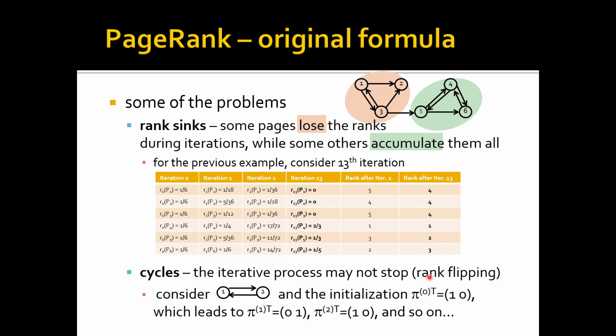For example, if we have a very simple graph like this, just 2 nodes and two edges, and we have the 0 iteration pi vector initialized to 1 and 0, then in the iterations, these page ranks will flip like that. So in the first iteration we get the opposite, 0, 1, and in the second iteration we get the opposite, 1 and 0, and so on. So there is no convergence, it just flips the ranks forever. And this is the cycle. And this is unfortunately what the original formula does not prevent.